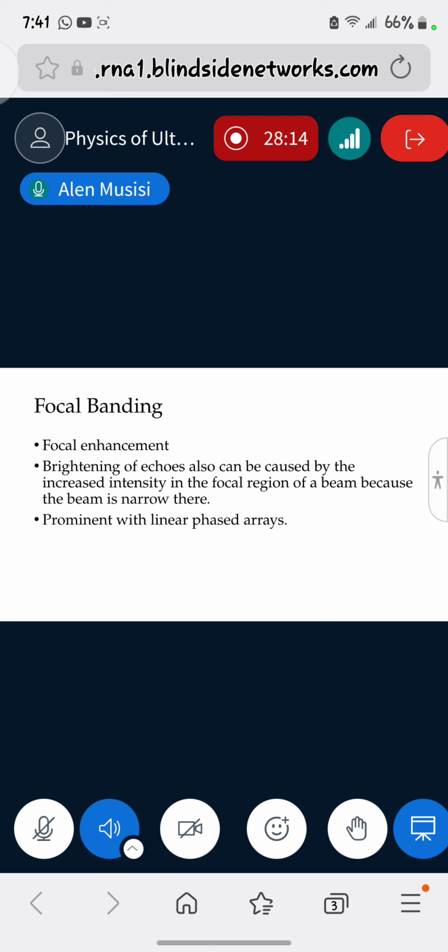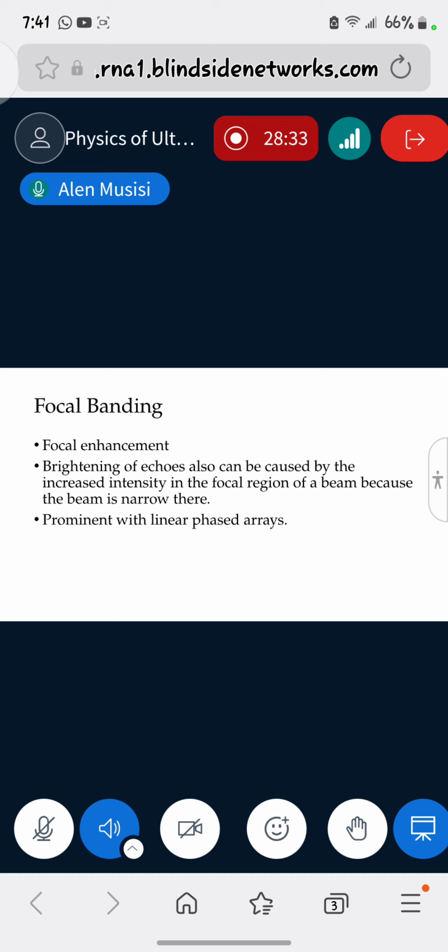Whenever you focus the beam somewhere, you're trying to improve the lateral resolution, but also the structures in that area become more enhanced in brightness. We call that focal banding.